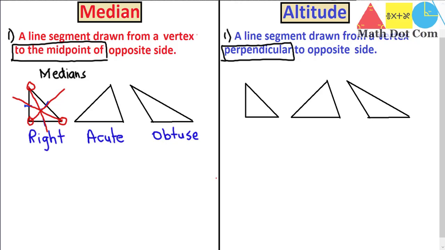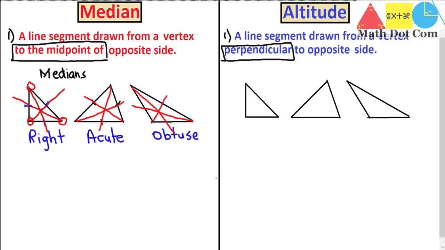Similarly, if we have an acute triangle, again we follow the same procedure. We mark the midpoints like this, then start from the vertex and pass through the midpoint of the opposite side. Again we start from the vertex and pass through the midpoint of the opposite side, and the same is the case for the third one. The same is for the obtuse triangle, like this, and like this. The important thing is the line segment should pass through the midpoint of the opposite side. So we have to start from the vertices and end at the midpoint of the opposite side. These are called medians.